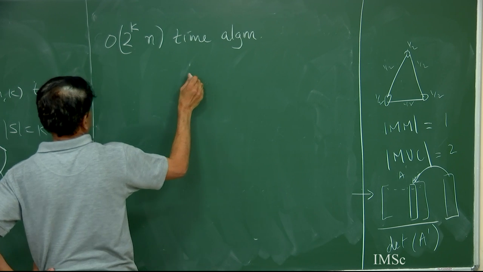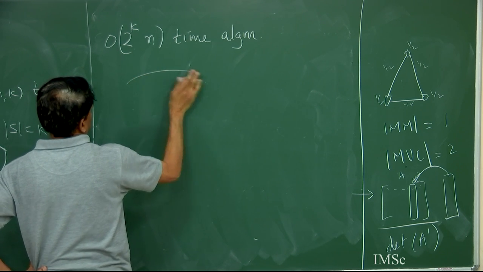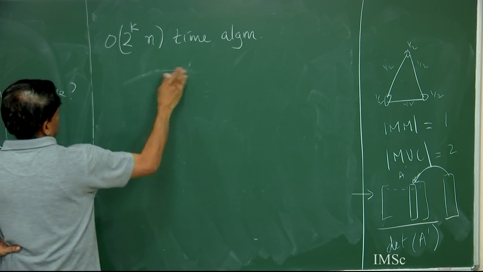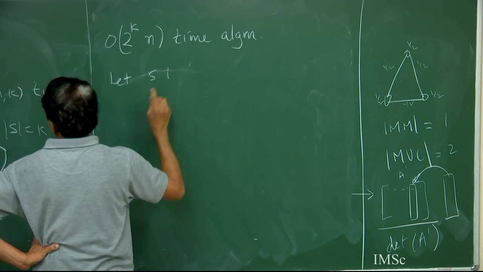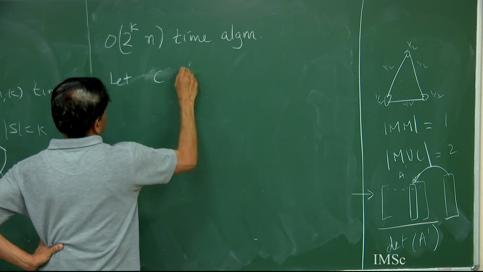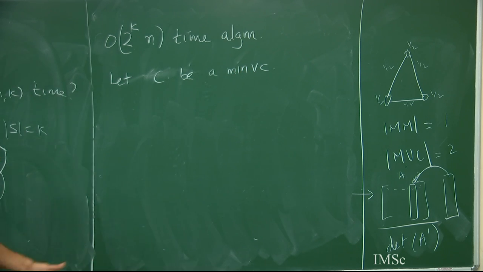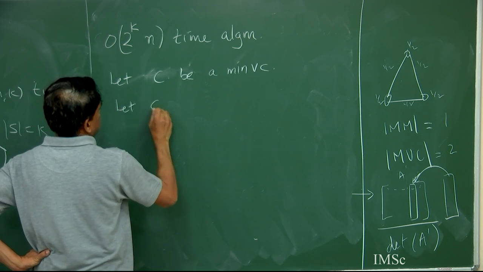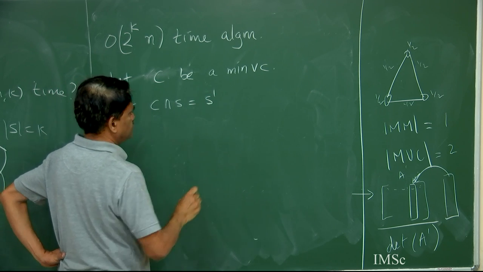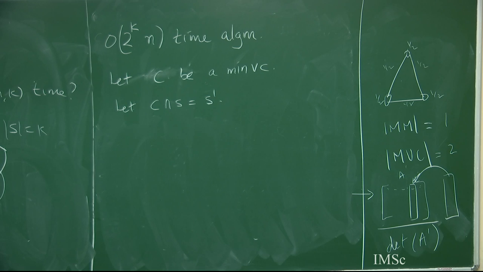So what I do is, I'm looking for a minimum vertex cover. Let's say C is a minimum vertex cover. I don't know what C is, I'm going to find it. And let C intersection S be S prime. Then what can I say about G minus S prime?